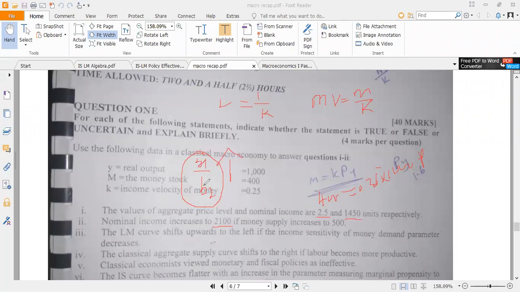But this one, they are not talking about B2, they are talking about B1. That's the income sensitivity of money demand. If it increases, then this whole ratio will go up, which means that the LM curve becomes steeper. But if it falls, then it becomes flatter. So please, we check all those things.